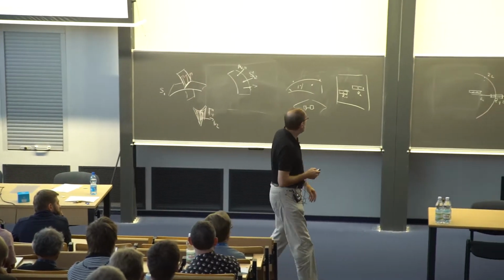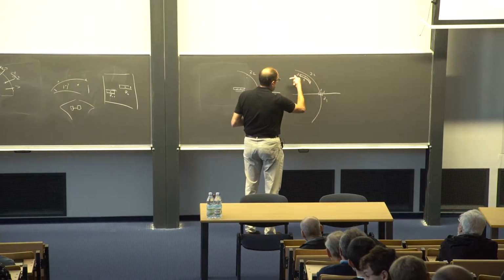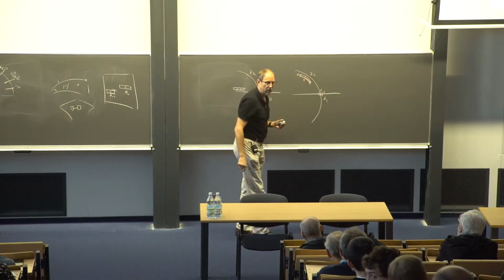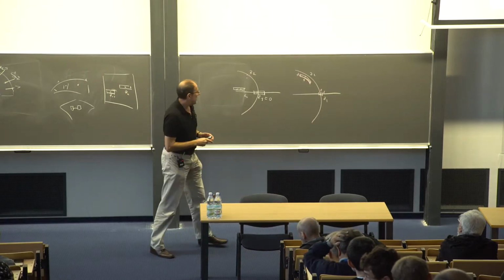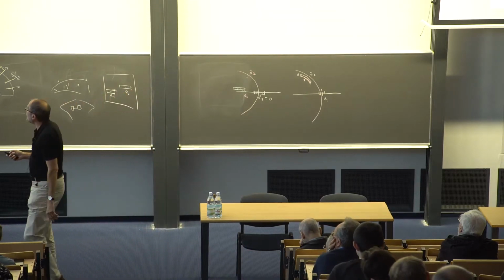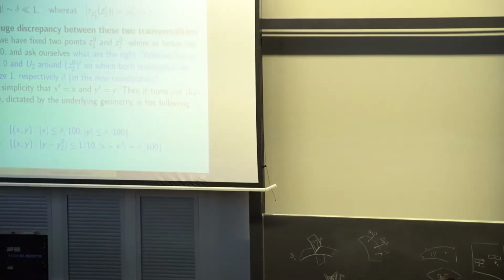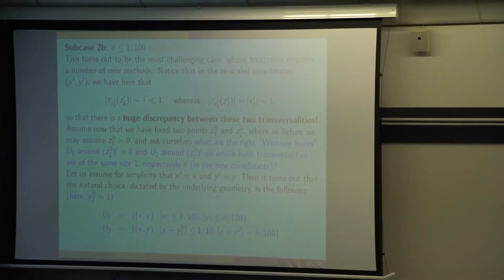And so as I said, so now if you're sitting here, sort of you are tempted to scale by delta in this horizontal direction. And indeed, if you do that, so after the scaling, so these are the boxes. So this is what I called U1 and U2, let's say.